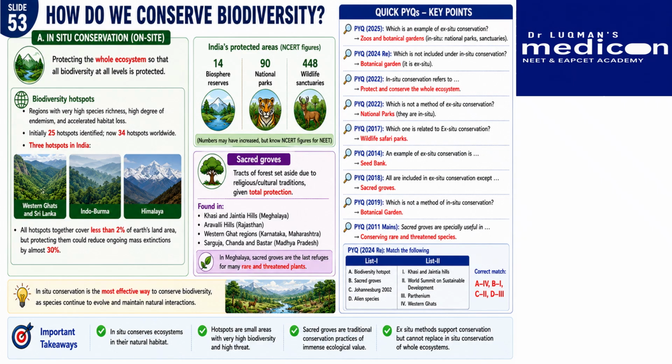Then comes how do we conserve biodiversity? Like how are we going to prevent these extinctions and the loss of biodiversity? That is called conservation. Okay, and in situ conservation, that is on site. It means protecting the whole ecosystem so that biodiversity at all levels is protected.